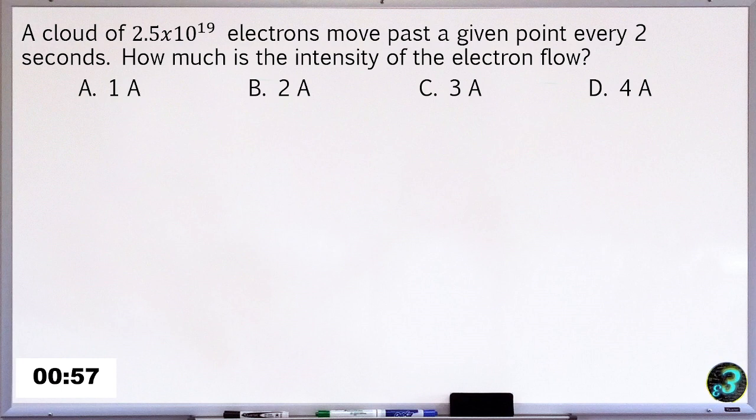So a cloud of 2.5 times 10 to the power of 19 electrons move past a point every 2 seconds. So how much is the intensity of electron flow? So kapag intensity of electron flow, ang hinahanap dyan is current.